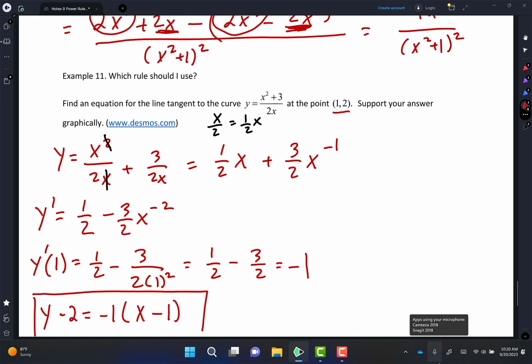Yes, I use the power rule. Negative 1 times 3/2 is negative 3/2. And then what do you do with that degree? You subtract 1. So negative 1 minus 1 is negative 2. Cool or not cool?